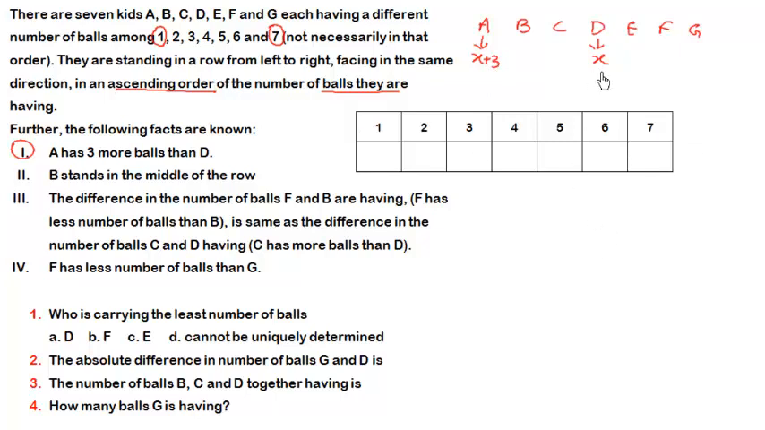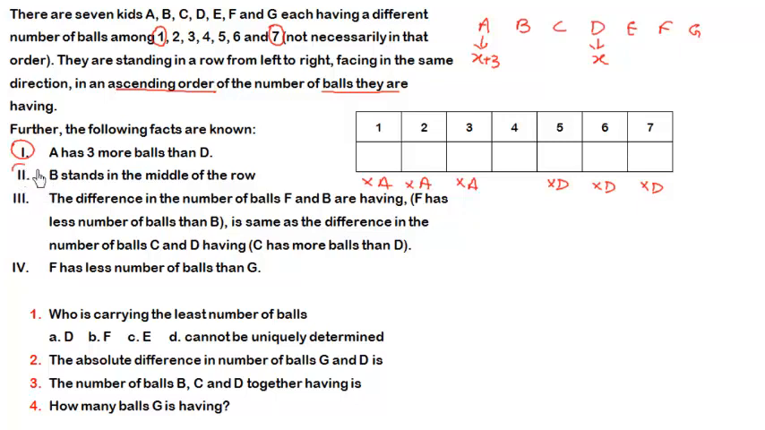So we can say that D cannot carry 5, 6, or 7 balls. So hence he will not be standing at the 5th position, neither at the 6th position, nor at the 7th position. Correct? Similarly, the smallest value of D can be 1, right? And the corresponding smallest value of A would be 4. That simply means that A cannot be standing at the 1st position, neither at the 2nd nor at the 3rd position, right? So this is how we can make some inferences out of the first condition given, right?